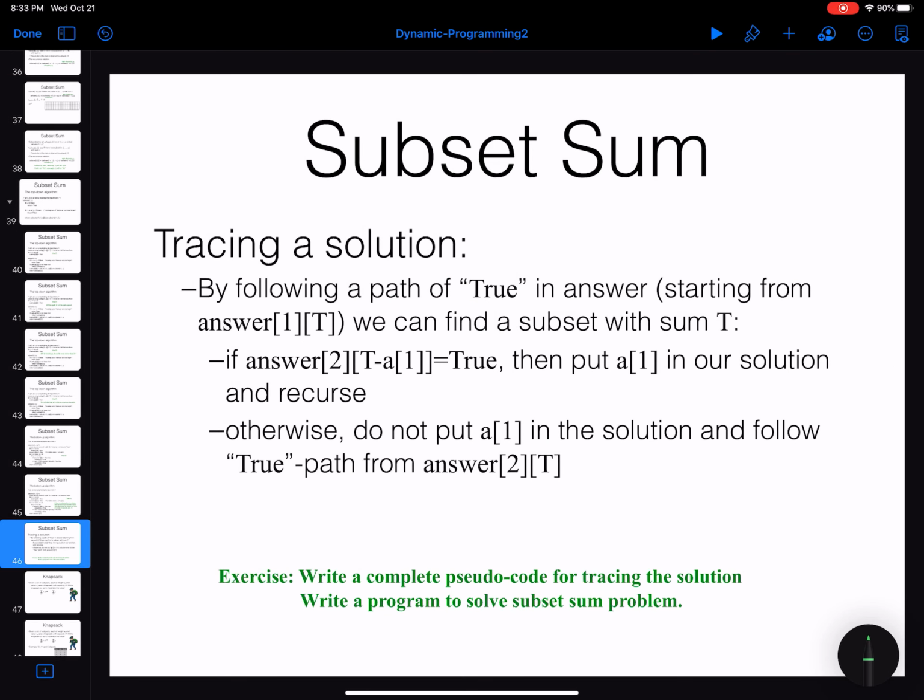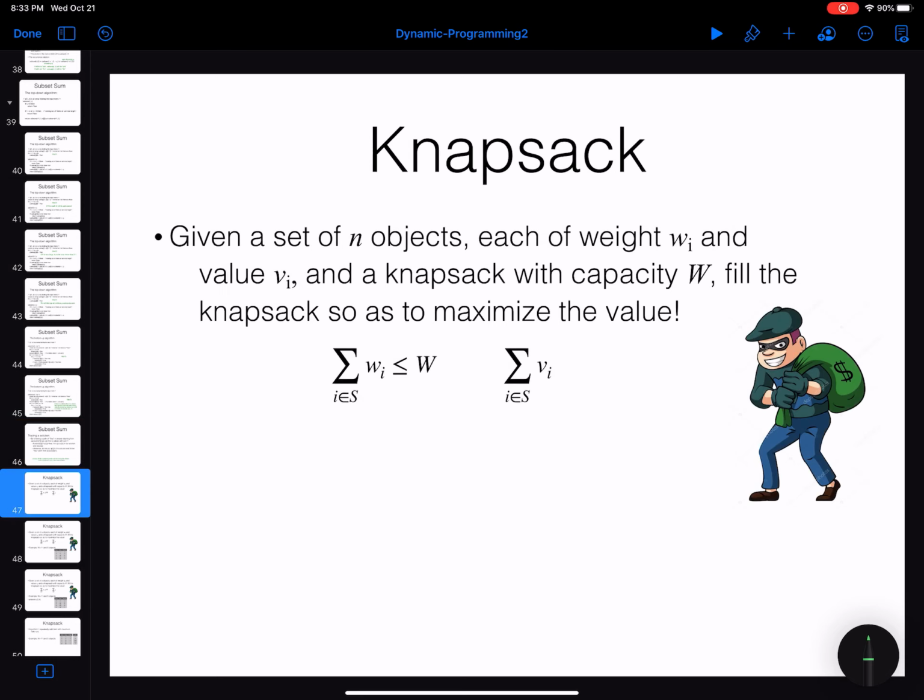So just as an exercise, try to write down pseudocode that searches in your table, traces back, and finds a set of numbers whose summation is equal to t. So we have solved the subset sum problem. Now I'm going to switch to the knapsack problem.